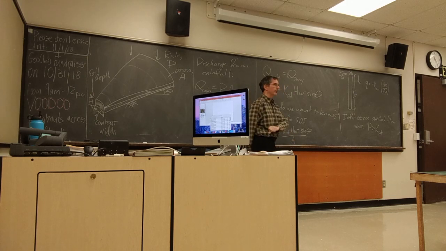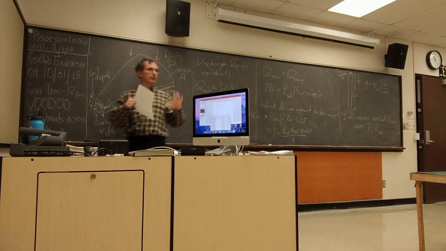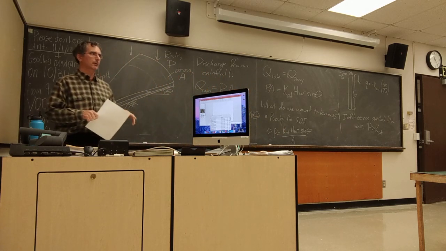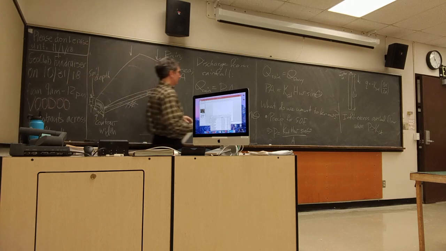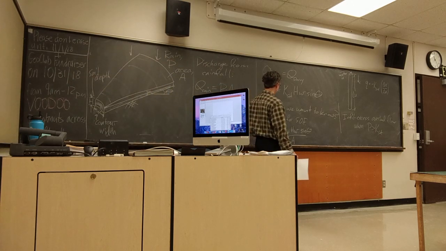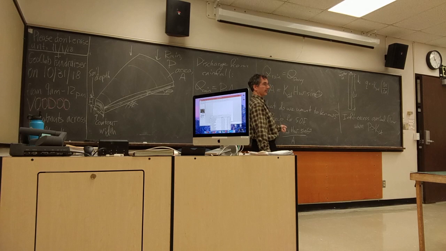The larger the contributing area, the smaller the precipitation rate necessary to fill a given cross-section. That makes sense. The smaller the saturated hydraulic conductivity, the less flow I can fit through, the less precipitation I'm going to need to saturate it, and so on.